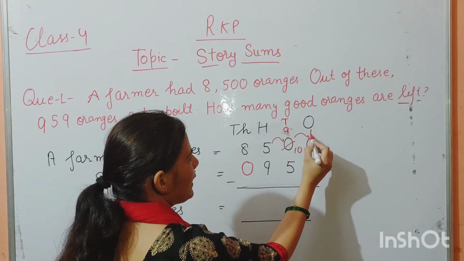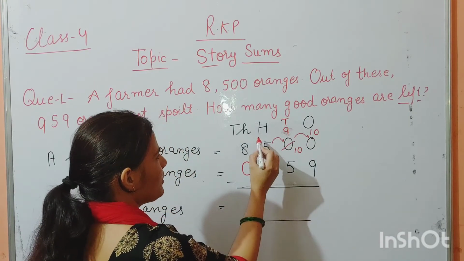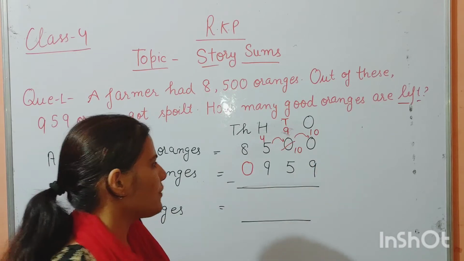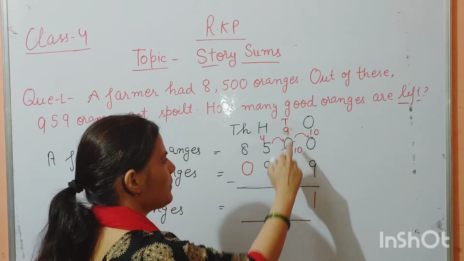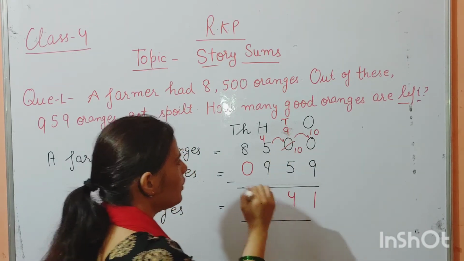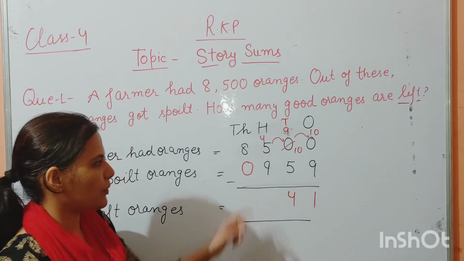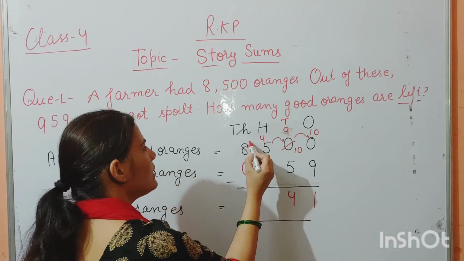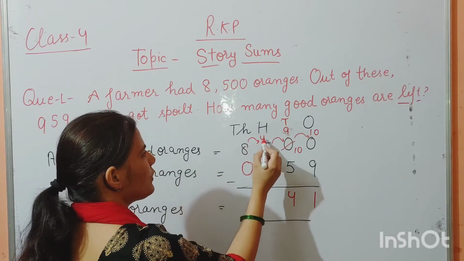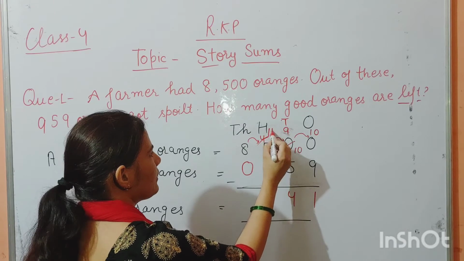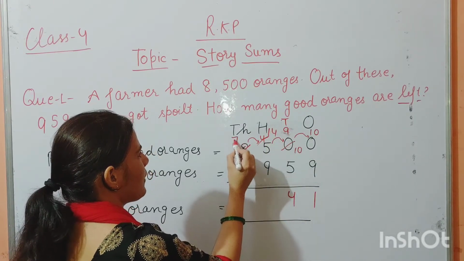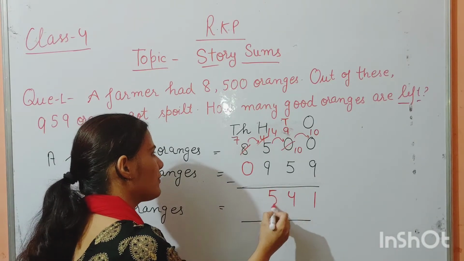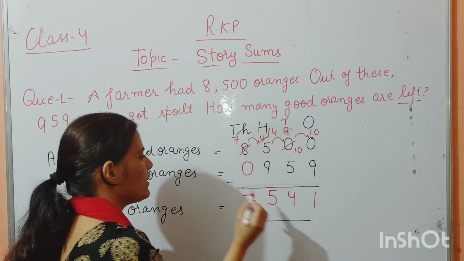And 10 will come at the ones place. And what will be left? 4. Okay. Now subtract: 10 minus 9 will be 1. 9 minus 5 will be 4. And 4 minus 9. Can you subtract 9 from 4? No. So you again have to borrow from the thousands place. When you borrow, what will it become? 14. And what will be left? 7. So subtract 9 from 14, it is 5. And 7 minus 0 will be 7.